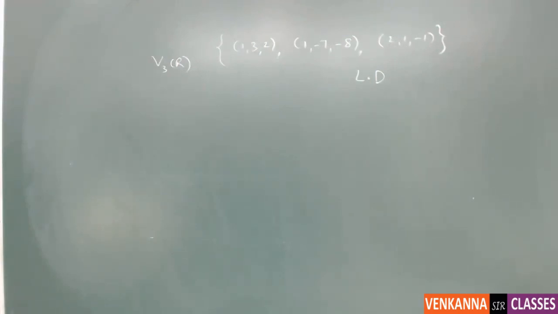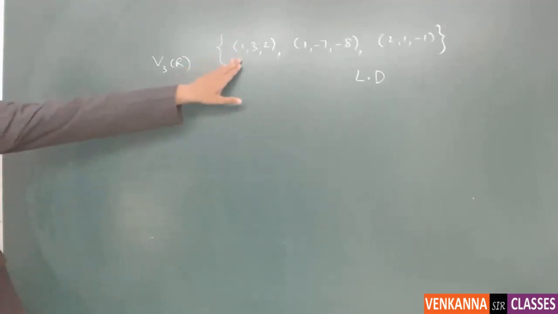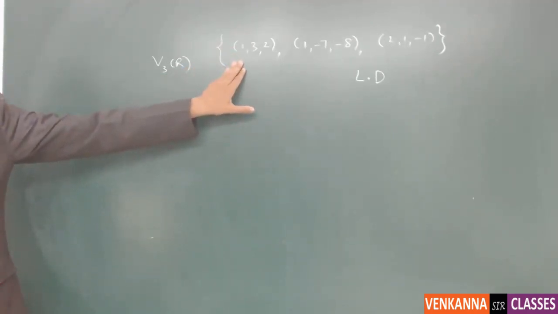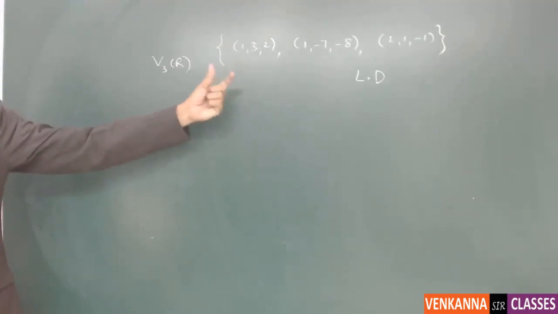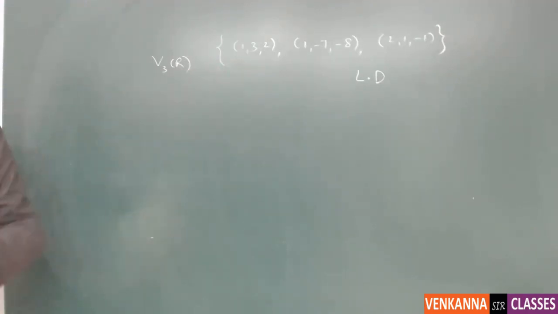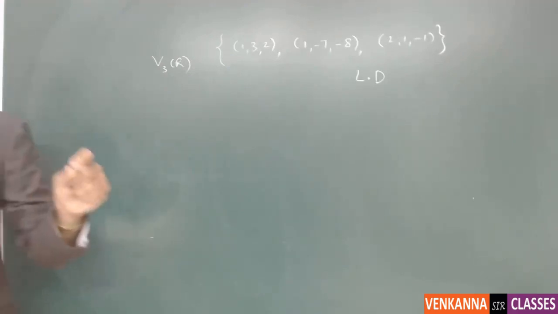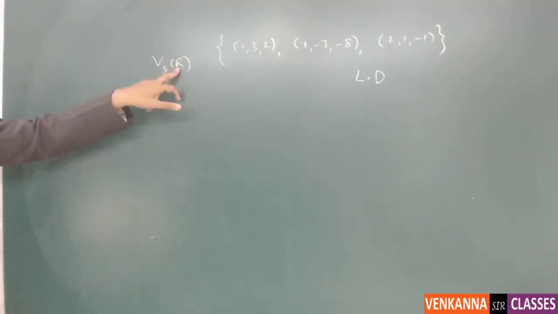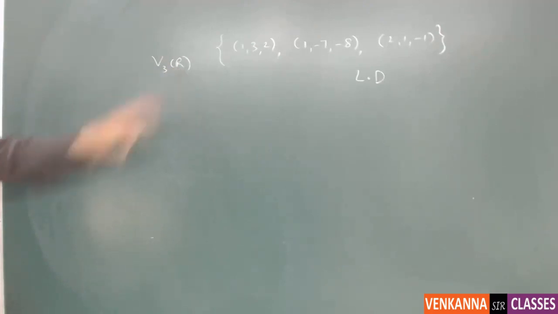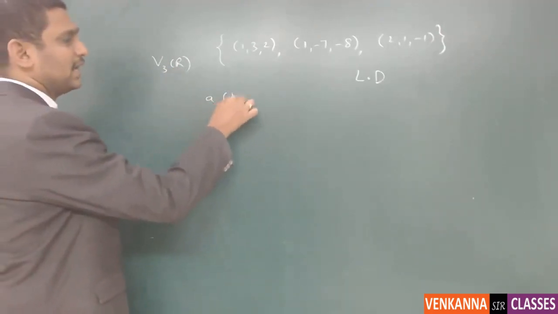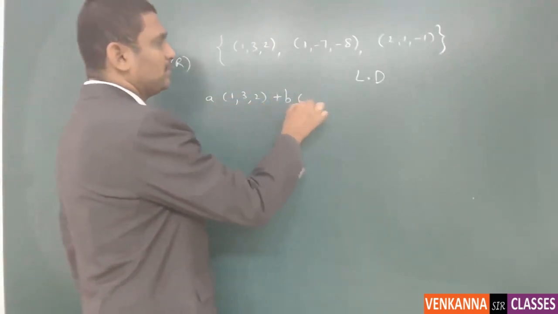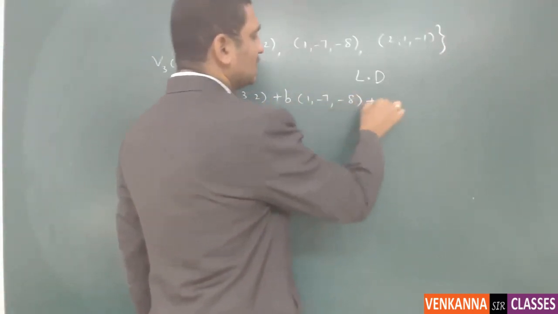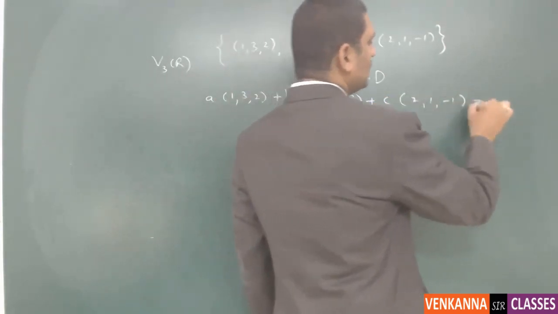So let us go with the definition. What is the definition? If we write a linear combination for the given set and the result is the zero vector, then it is possible to find non-zero scalars. So let us write the linear combination first. Here the field is the real field, real numbers are the scalars. So let us take a into (1, 3, 2) plus b into (1, -7, -8) plus c into (2, 1, -1) is equal to the zero vector.